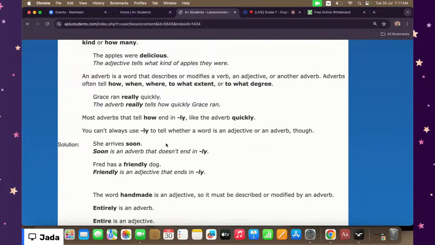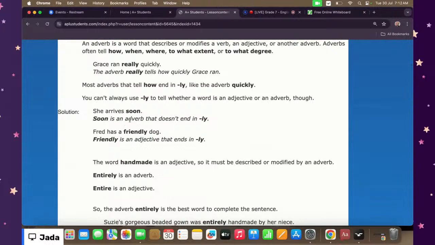You can't always use ly to tell whether a word is an adjective or an adverb, though. So you have to take note. Even if you see an adverb often with ly, you cannot always determine because of that, or say, oh, this is an adverb because you see the ly. You have to make sure that you're certain and that the word in the sentence is modifying a verb. All right. So I do hope that you take note of that.